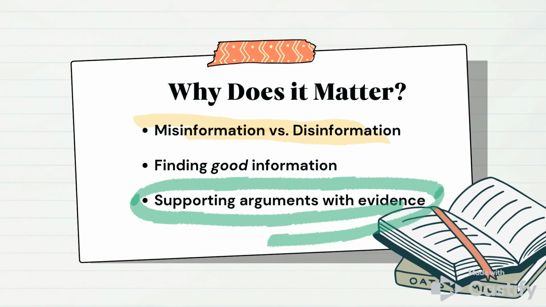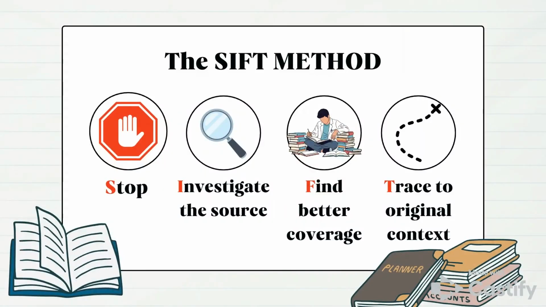This will help us support our arguments with evidence, which is a useful skill both in your high school classes as well as when you graduate. So to do this, we will be looking at the SIFT method, which stands for Stop, Investigate the Source, Find Better Coverage, and Trace to the Original Context. Now, we will not be talking about trace to the original context today, as when we are looking at the reliability of authors and creators, we will focus on our first two steps. Then, if your source fails those first two steps, we will move on to find better coverage.